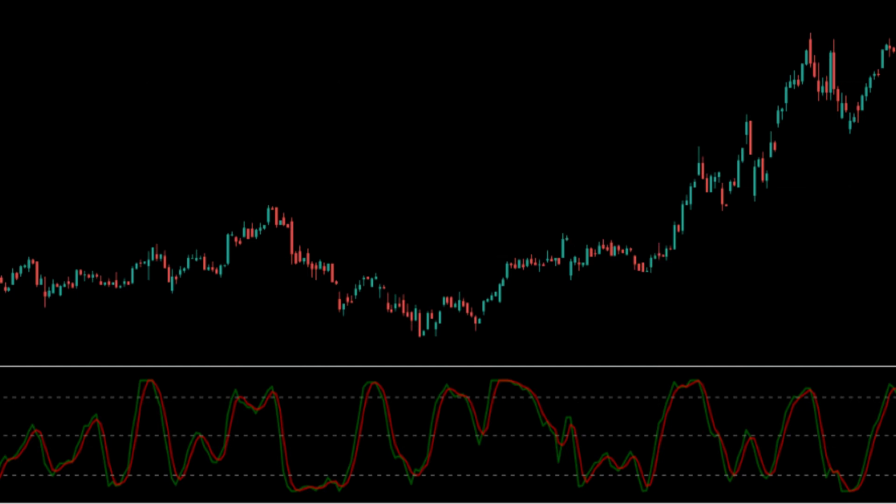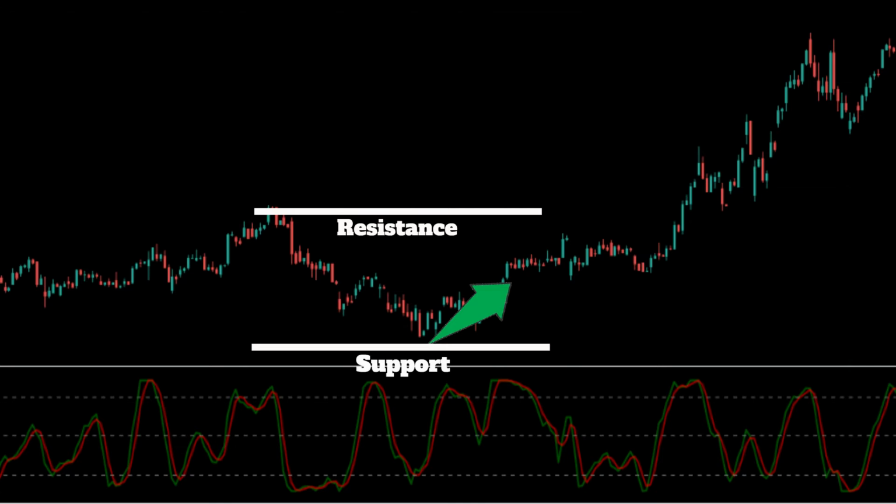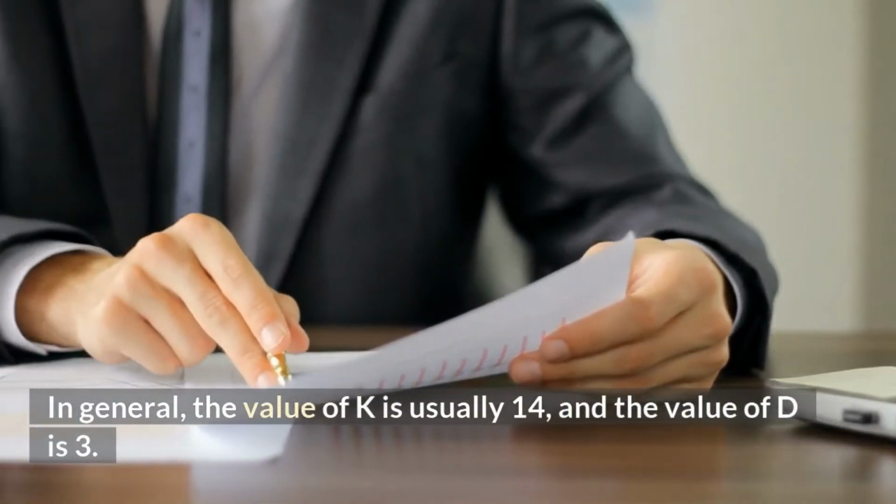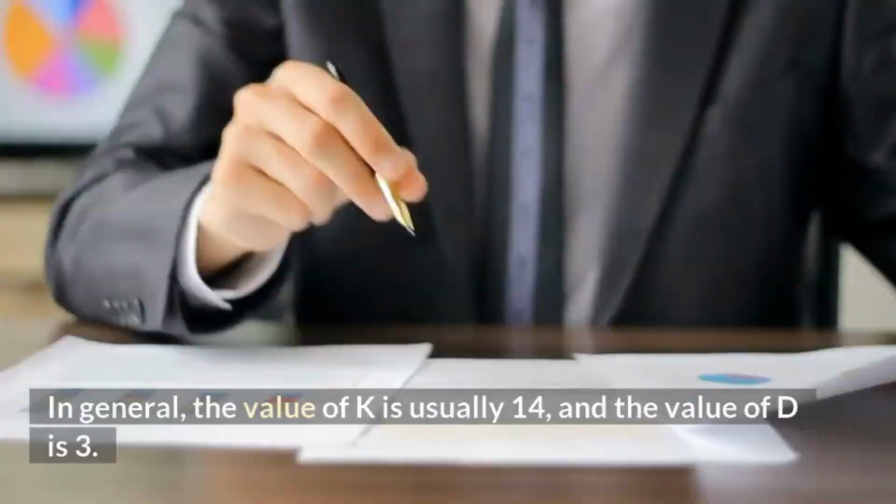There are many strategies that make good use of the stochastic oscillator. First, make sure that the asset you are studying is trending. This is because the instrument still gives incorrect signals when used in many markets. Second, look at the K and D results. In general, the value of K is usually 14, and the value of D is 3.